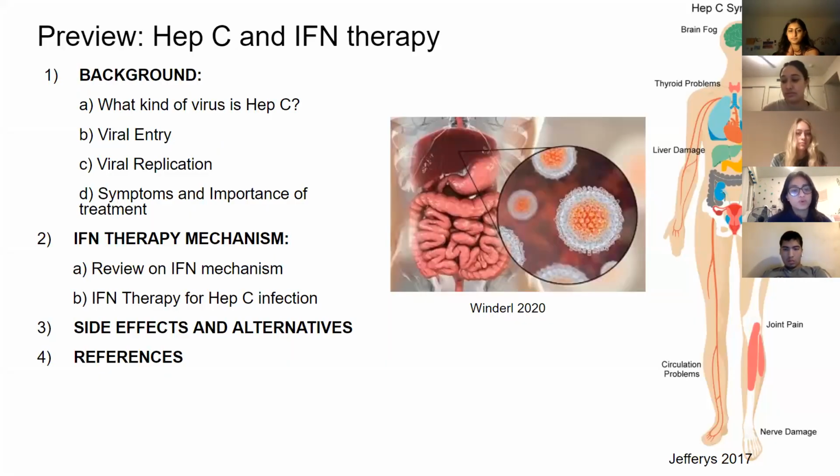A little preview of what we're going to talk about. We're going to talk about the background of the Hep C virus that's going to help us understand the interferon therapy that's used for its treatment. We'll then talk about the side effects of this treatment and some alternative treatments that could be useful. And then we'll talk about references that we used to get our information.